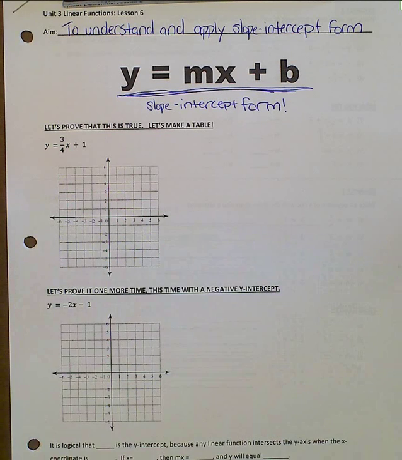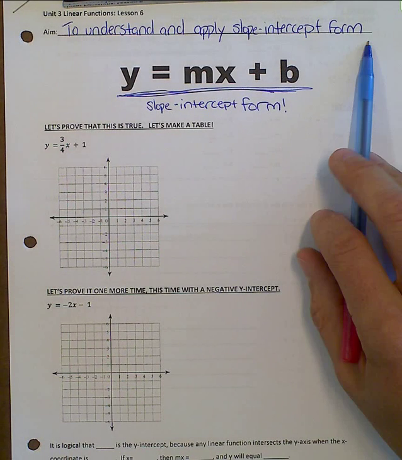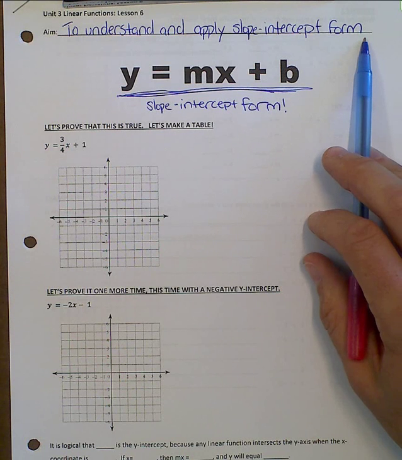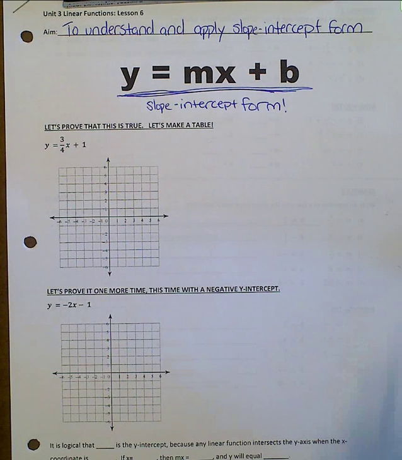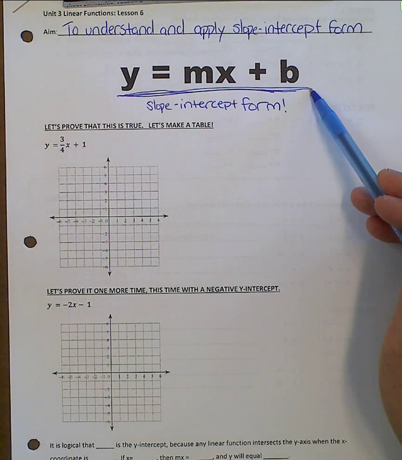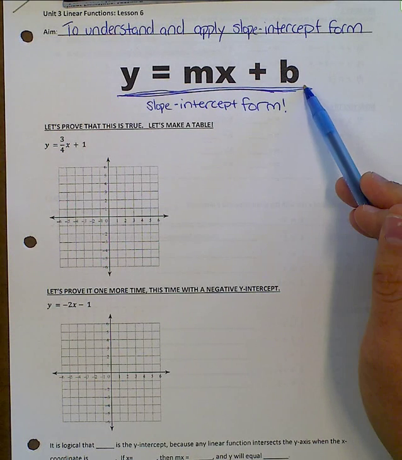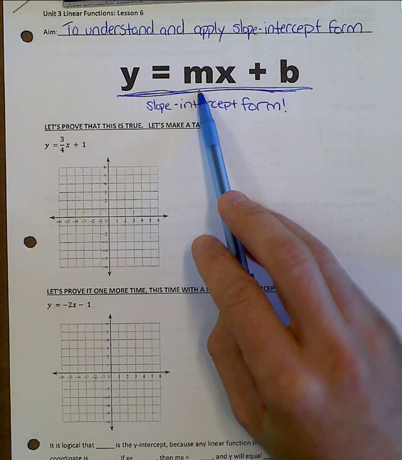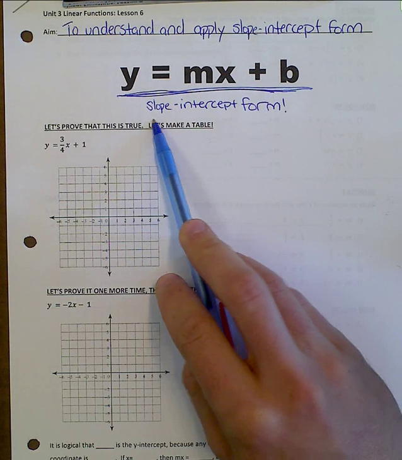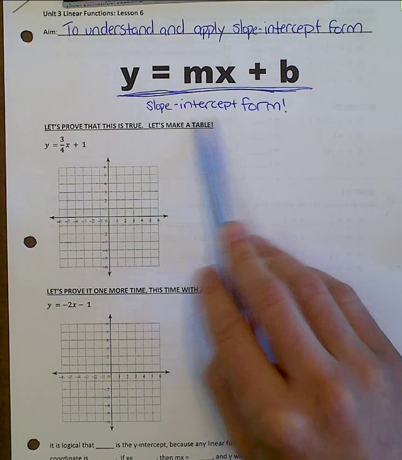The goal of Lesson 6 is to understand and apply slope-intercept form. Equations can be written in different forms, and one of the most famous equations that you'll see all throughout high school looks like this: y equals mx plus b. We refer to this in math as slope-intercept form.